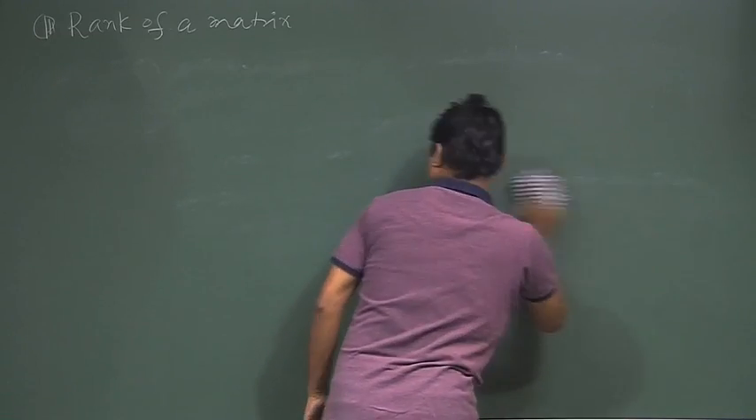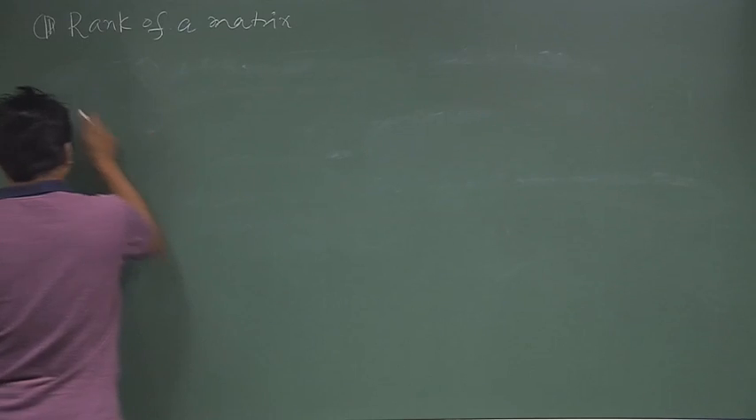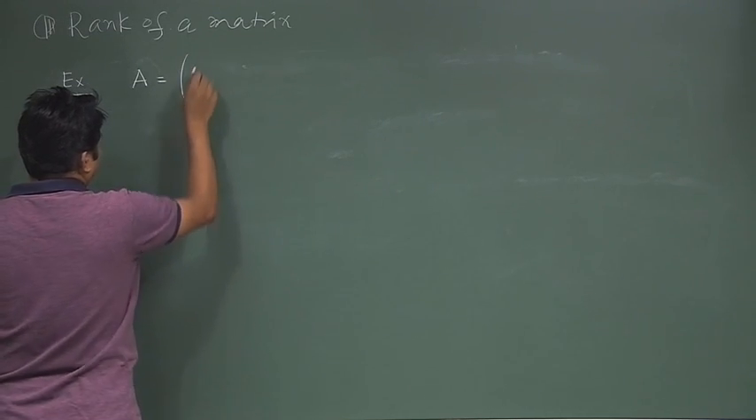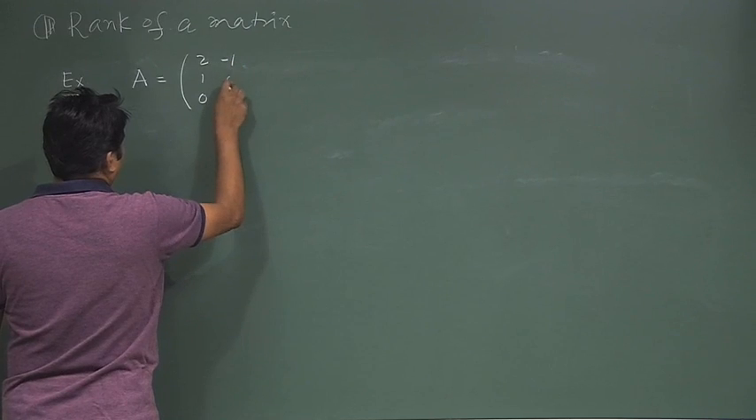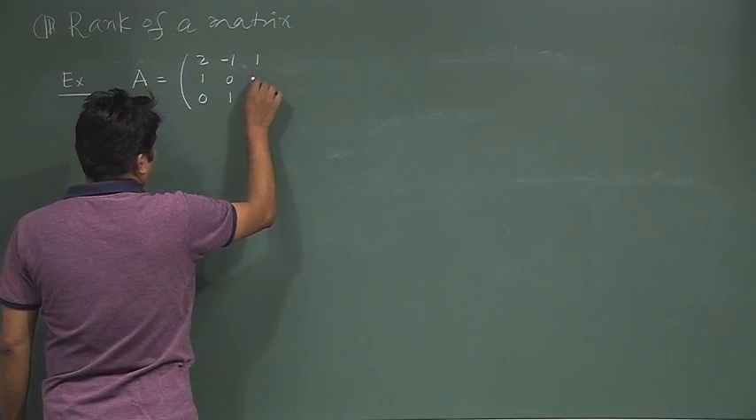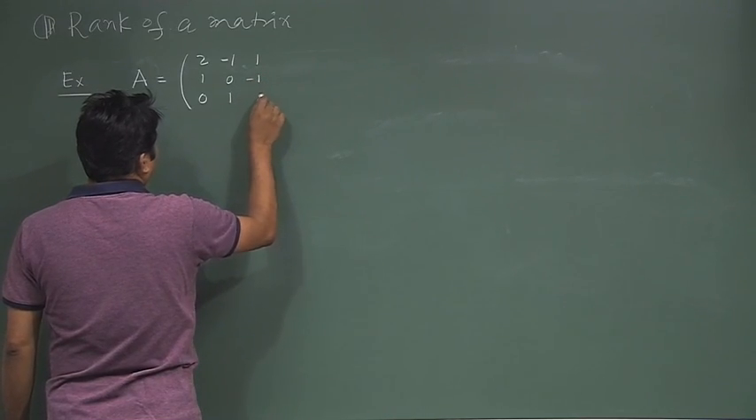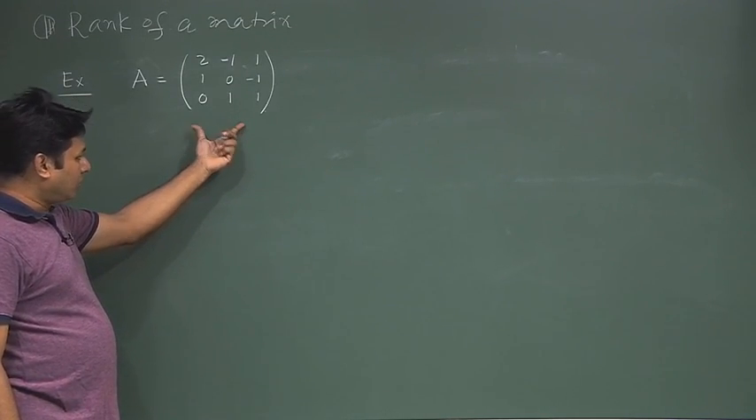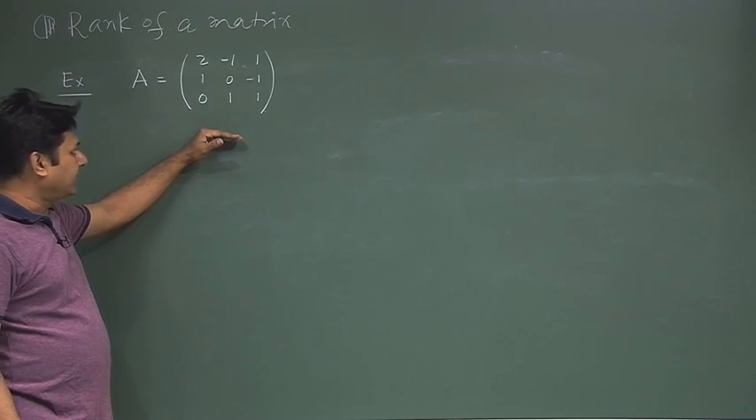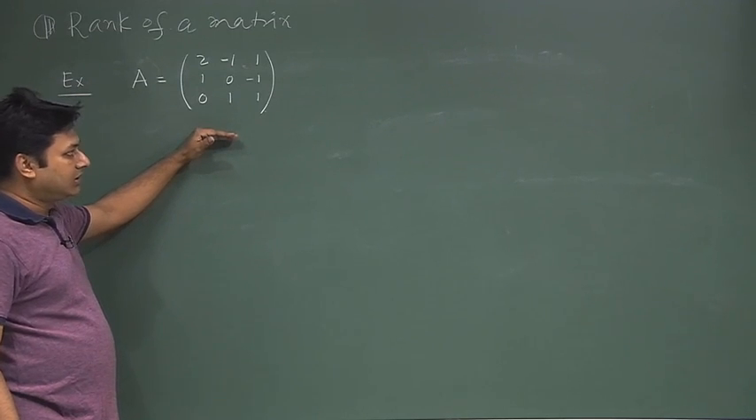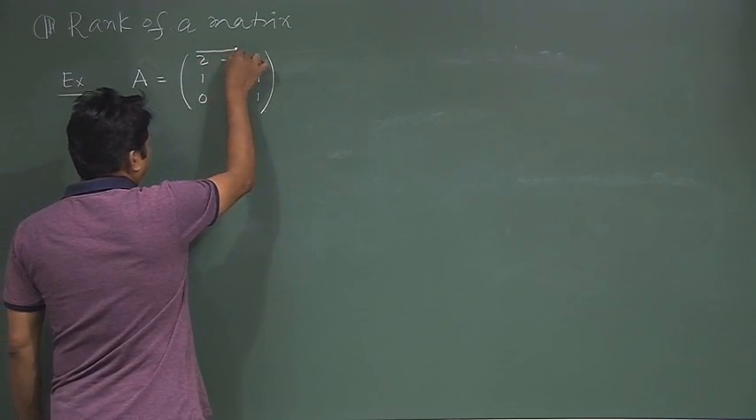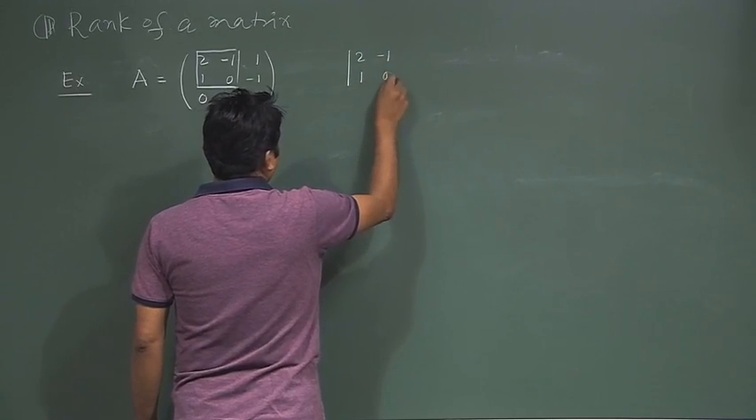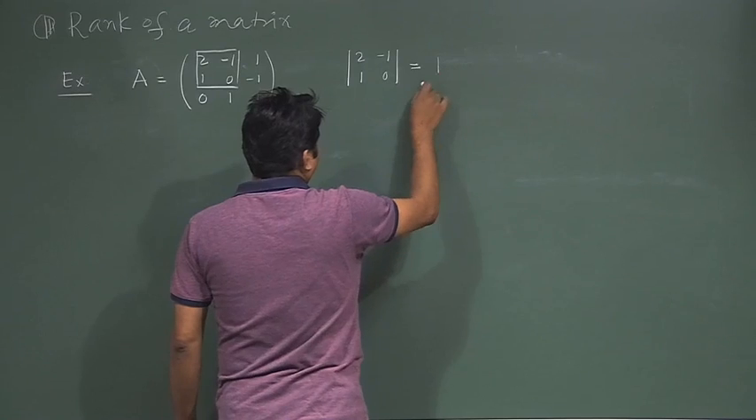Say a matrix is given as 2 1 0, minus 1 0 1, 1 minus 1 1, something like that. We need to find the maximum order of a submatrix which is non-singular. First, let me try with this submatrix. If I take this submatrix and find its determinant, I will readily find that the determinant is 1, which is non-zero.